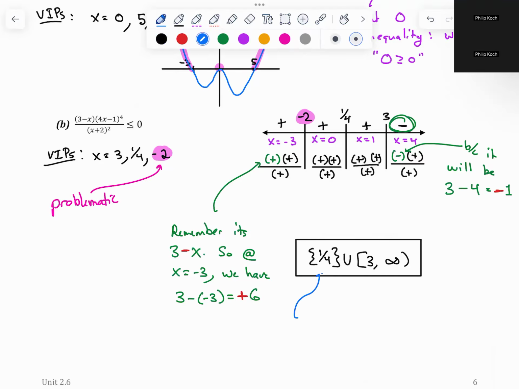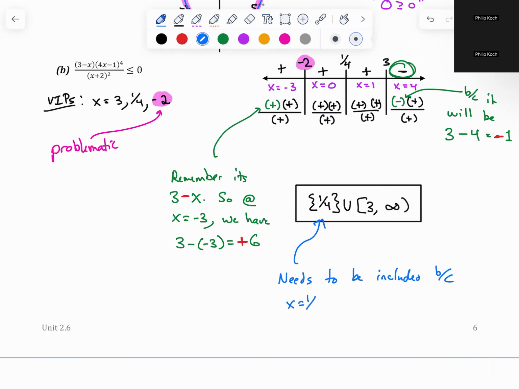Say, needs to be included, because x equals 1/4 gives 0 is less than or equal to 0, which is technically true.